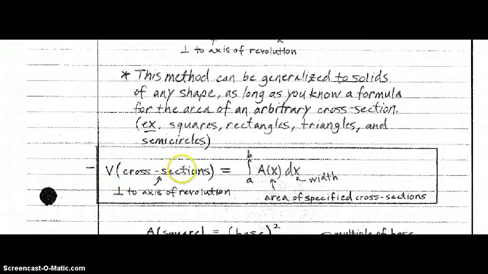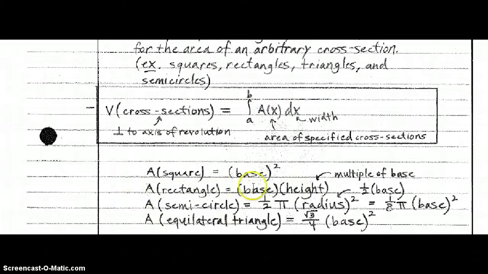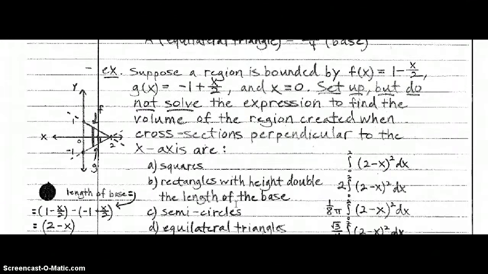So, the volume using cross-sections, as mentioned earlier, is the integral from a to b of the area of the specified cross-section dx, where dx represents the width. This gives us a volume because area has a units squared label with it, times dx representing the width gives us those cubic units that we're looking for. These are the same formulas that are on the back of the Unit 8 curriculum map. And you'll notice that I use the word base in every one of them. As we look at the example here, you'll see where that idea of a base comes from.